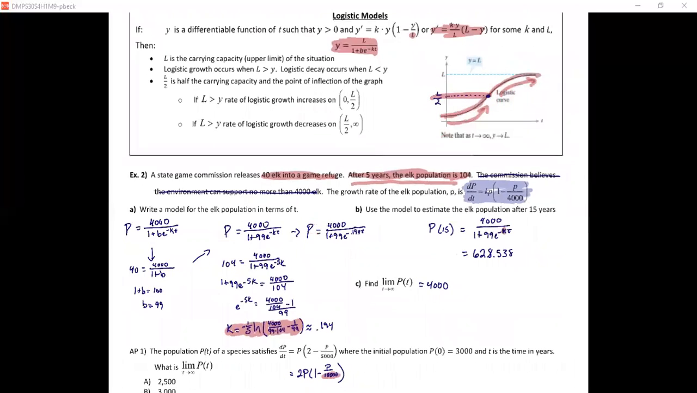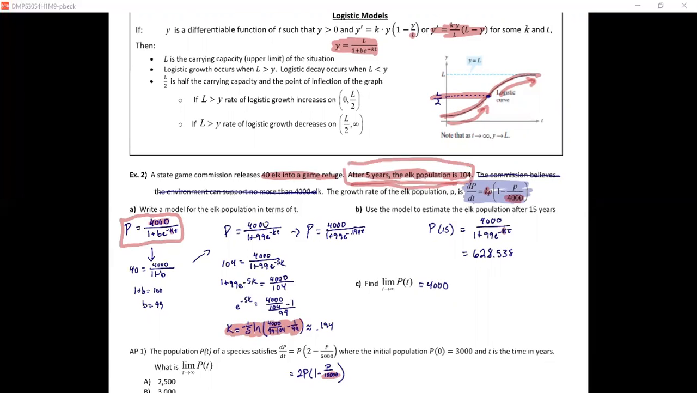Now, what I scratched out is that the commission believes the environment can support no more than 4,000 elk. That's great and all, but it's kind of unnecessary information because that is what's given to us in the differential equation here. So we should know that. Now, all of a sudden, boom, there is my logistic function. How did I come up with that so quickly? Because our carrying capacity is 4,000, and we're then going to use the rest of the information to figure out what that rate is. If they gave us the rate here, we could have immediately plugged it in, but they didn't. What they did give us was after 5 years.